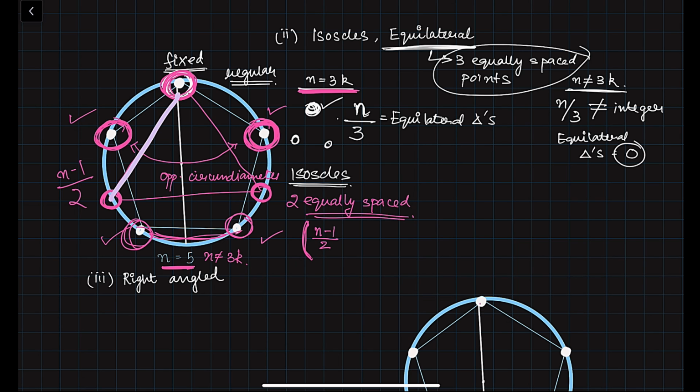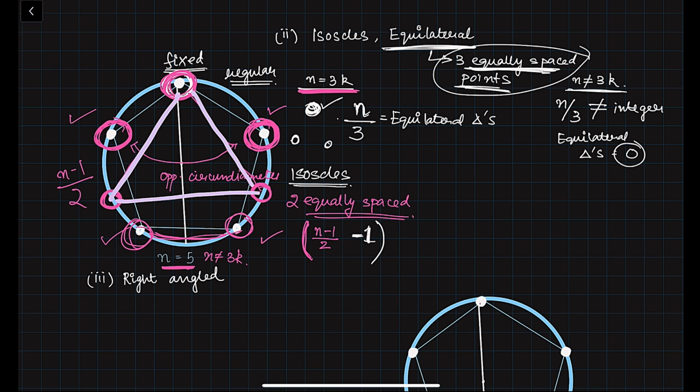These 3 points will form an equilateral triangle. So we don't want to count this. We want only isosceles, so we need to subtract this case. There will be only one case, because all the points have to be equally spaced, and there's only one case corresponding to one fixed point, right?